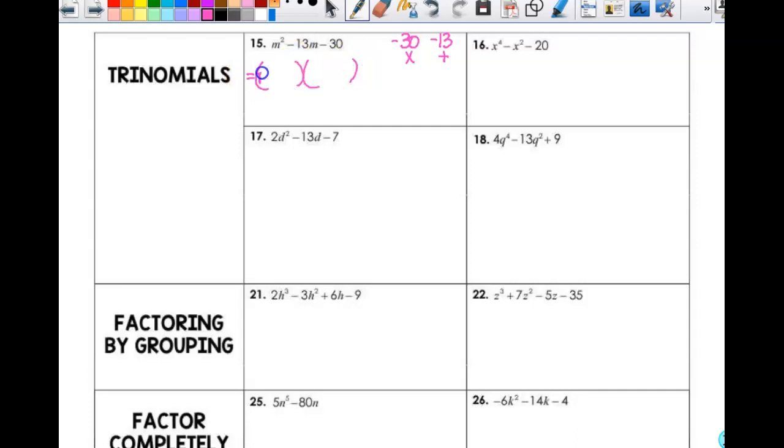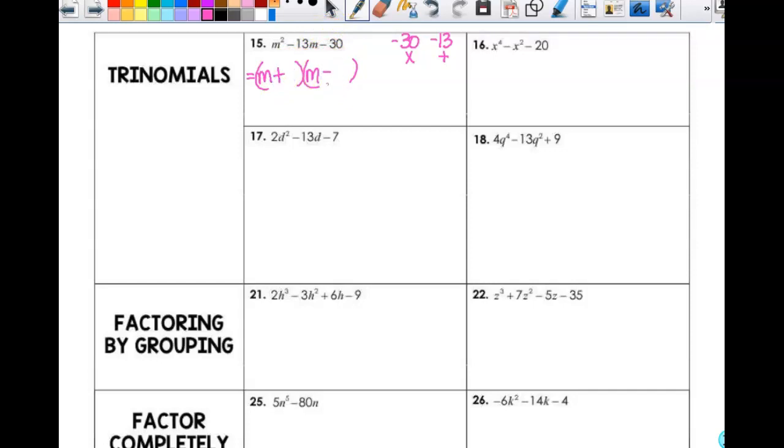I know that this has to be m and m. Like, that's kind of a no-brainer. The next thing you can go ahead and do is put your signs in there so that you don't get them messed up, because it doesn't matter which is which. And if this C is negative, these signs have to be opposite. So it's a plus and a minus.